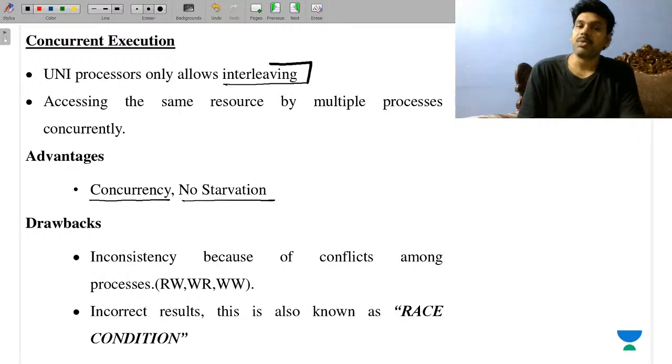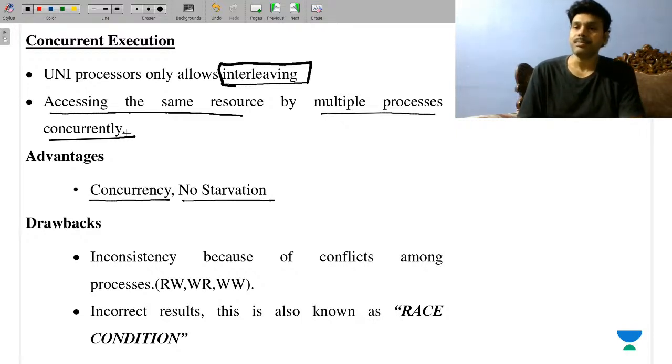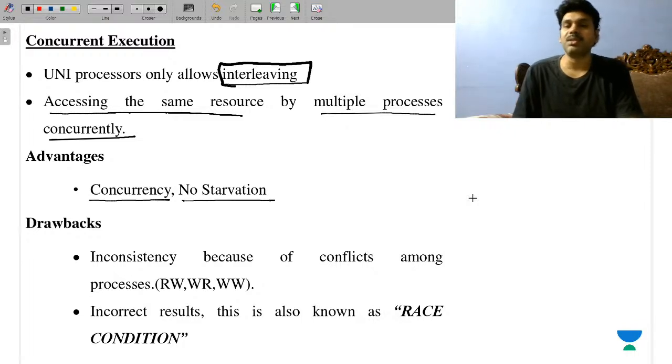A uniprocessor system allows the interleaving concept. Interleaving is accessing the same resource by multiple processes concurrently. But what is the problem? A big problem here. If I am using concurrent execution without process synchronization, obviously you are going to get overlapping with each other, which is going to give you incorrect results. These incorrect results bring inconsistency to your database.